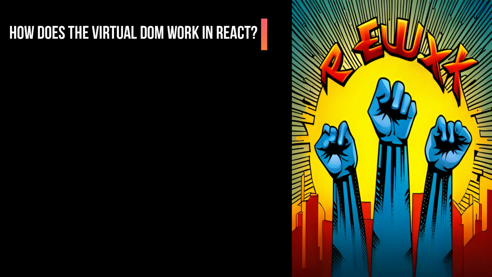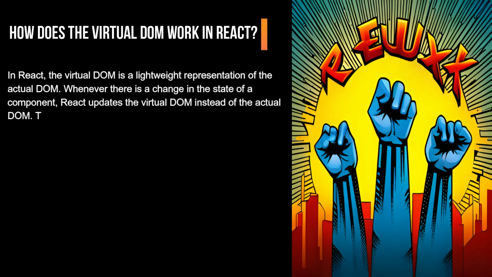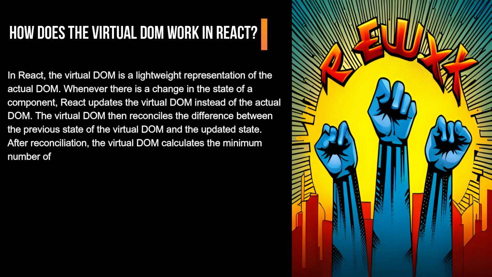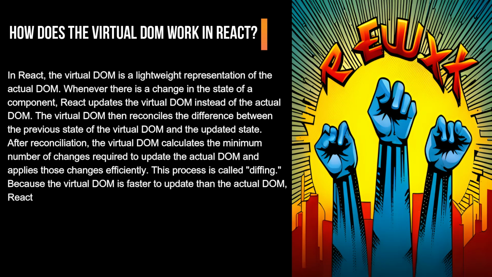How does the virtual DOM work in React? In React, the virtual DOM is a lightweight representation of the actual DOM. Whenever there is a change in the state of a component, React updates the virtual DOM instead of the actual DOM. The virtual DOM then reconciles the difference between the previous state of the virtual DOM and the updated state. After reconciliation, the virtual DOM calculates the minimum number of changes required to update the actual DOM and applies those changes efficiently. This process is called diffing.